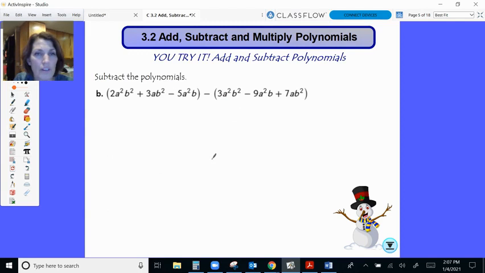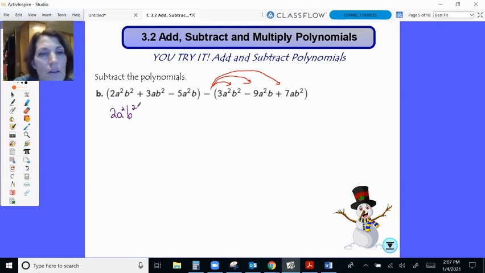All right, so let's try one more here. Try the subtraction problem. You can go ahead and pause this video and do it on your own and come back and see how you do. So with the subtraction problem this time, we do have a negative we need to distribute through our polynomial here. The other one does not, so we can go ahead and drop the parentheses. 2a squared b squared plus 3ab squared minus 5a squared b. Whoops, a squared b in the parentheses. a squared b, there you go.